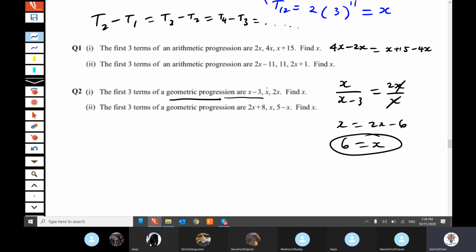Let's see if it's true. 6 take away 3 is 3. 6, 12. You can see it's multiplying by 2. And it's in GP.